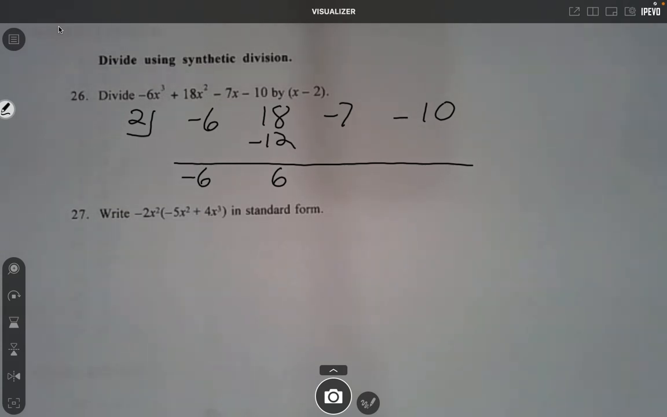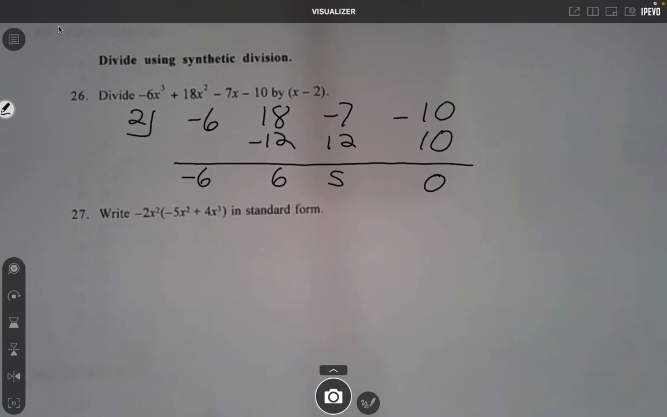Okay. 2 times 6 is 12, and we add. And then 2 times 5 is 10, and I add. So there's no remainder. Would that one be a factor then? Yes, but it didn't ask for that. It just wants us to divide. So now I have to actually write my answer. I've almost got it. That would be partial credit.